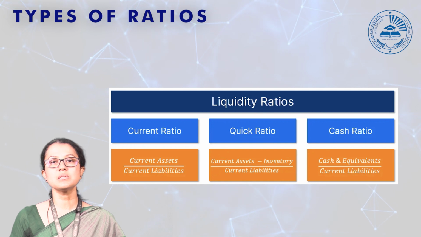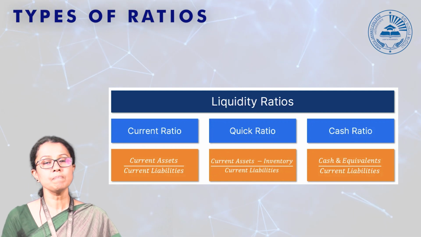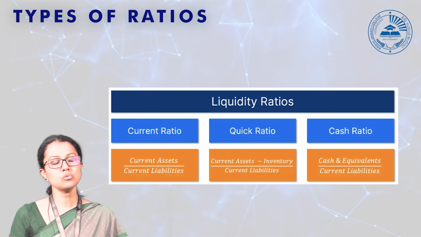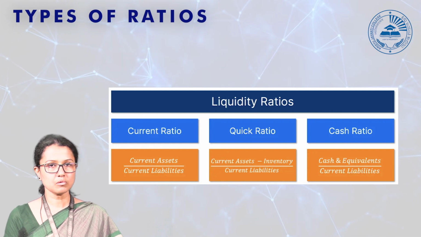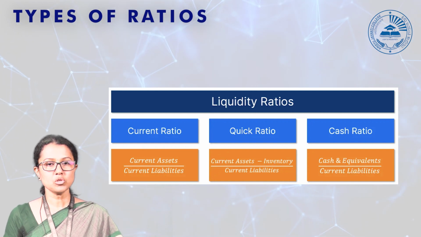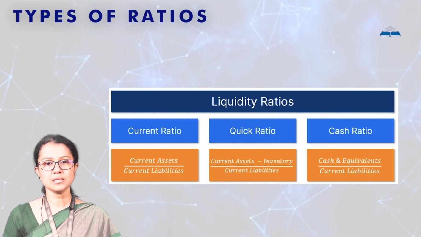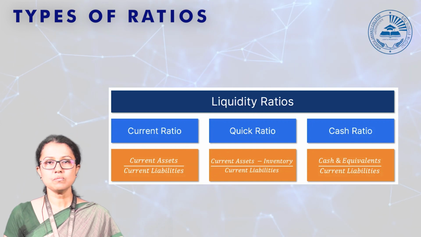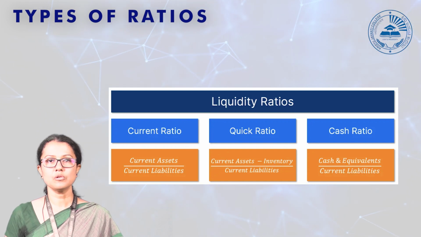Of course, to run the business we need fixed assets as well as current assets, because we need money to meet the day-to-day expenses. So these ratios are the current ratio, quick ratio and cash ratio, and these are the equations which we apply under different scenarios.